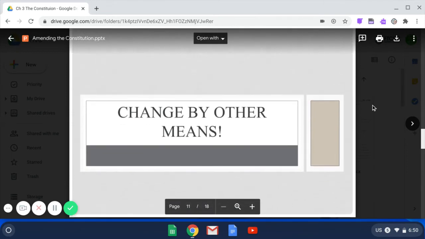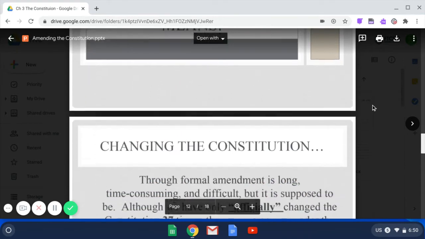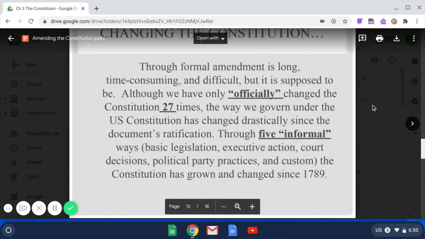So how do you change the Constitution otherwise? Well, the formal amendment process is very time consuming, and the Constitution has been changed to date 27 times. However, although it's been officially changed 27 times, there have been other things done to work around that. So there are 5 informal ways the Constitution has grown or changed.